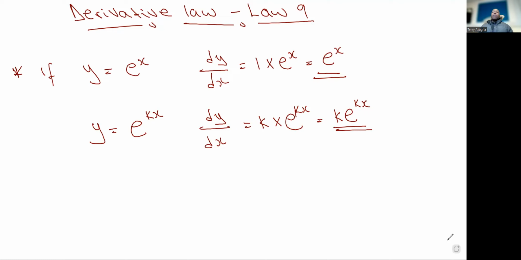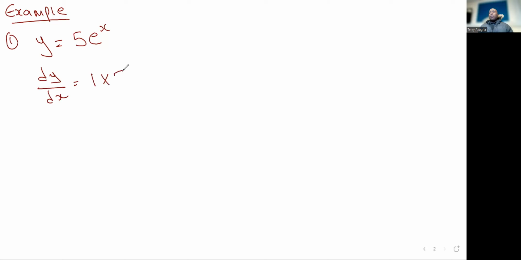Okay, so let's pick an example for this. Let's assume that you were told that y is equal to 5 exponential x, and we're told to differentiate this. So dy over dx will be equal to, you differentiate the power, which is going to be 1, multiplied by the original question, and that will give you 5 exponential what? x. Okay.